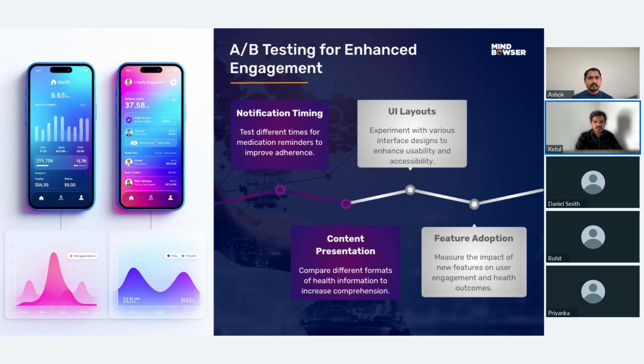Rolling out new features is exciting, but it's important to understand how they impact user engagement and outcomes. A/B testing allows us to measure feature adoption by comparing user behavior before and after enabling the feature. A/B testing empowers us to make informed decisions that drive engagement and improve user outcomes.